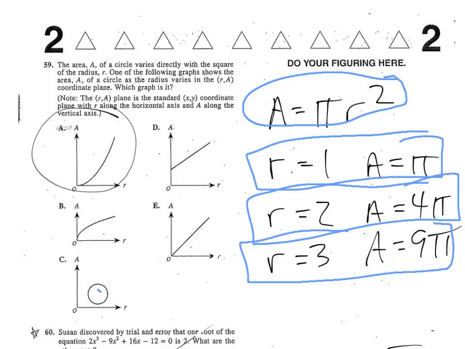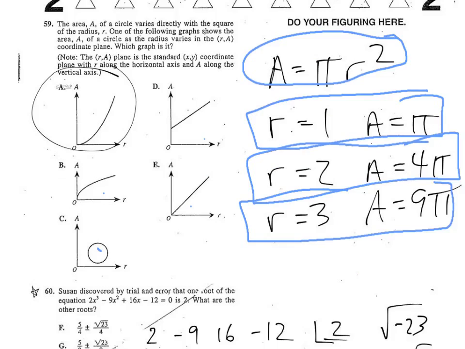And if you start to compare all of our options, answer A is our most likely way the graph is going to go up and increase exponentially. So A is correct for 59. And finally, the last one, number 60.